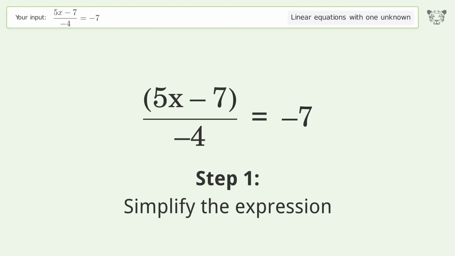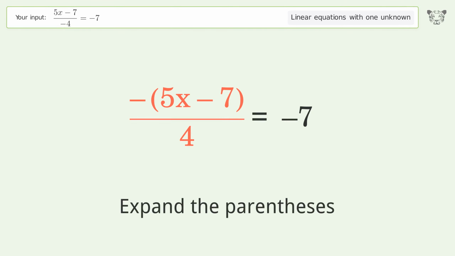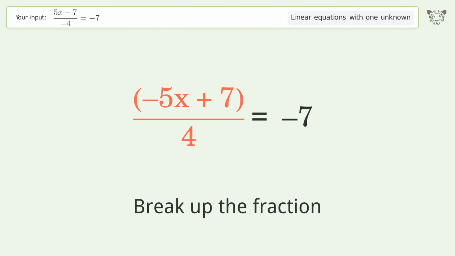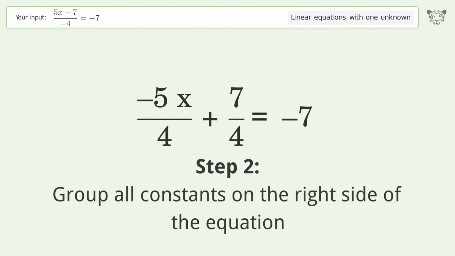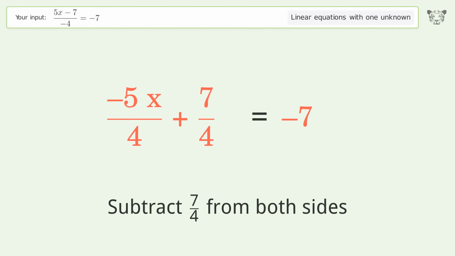Simplify the expression. Move the negative sign from the denominator to the numerator. Expand the parentheses. Break up the fraction. Group all constants on the right side of the equation. Subtract 7/4 from both sides.